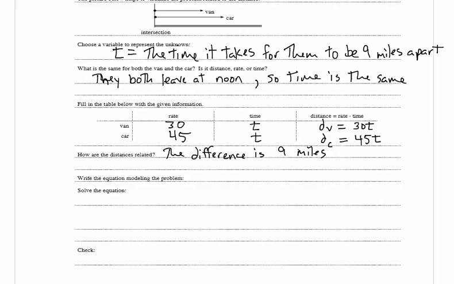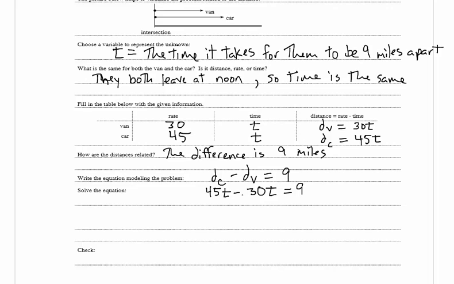And now they want us to write the equation modeling the problem. So if we need them to be 9 miles apart, we're going to do the distance of the car minus the distance of the van, and this is equal to 9 miles. So now we have d_c is 45t, and d_v is 30t, and this is equal to 9.